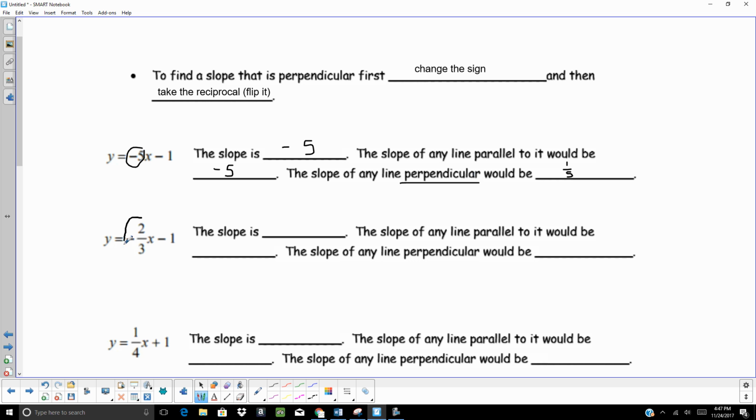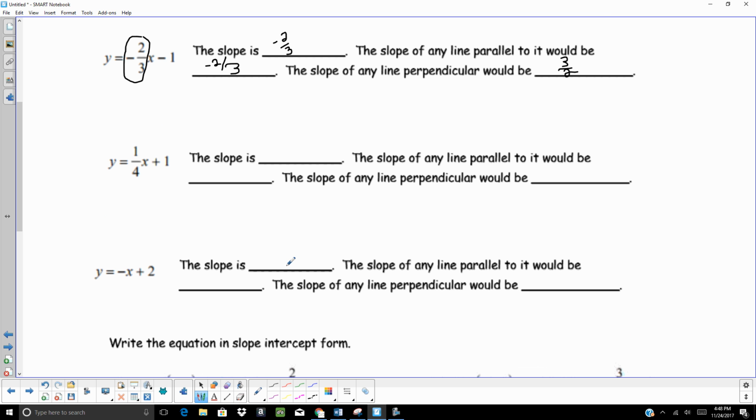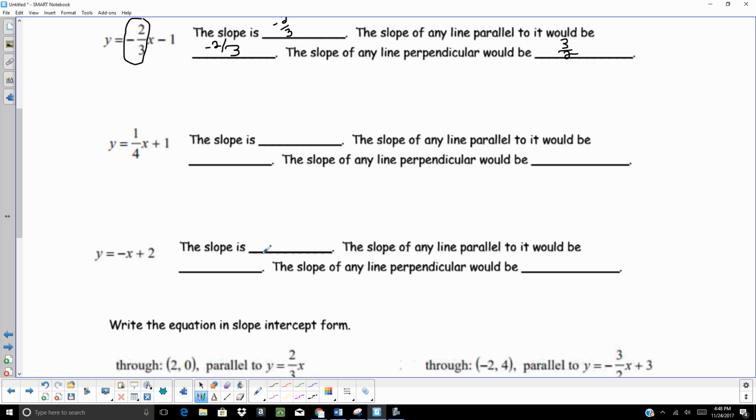Let's go ahead and do another one. Again, this was given to me in slope-intercept form. So the slope here is -2/3. The slope of any line parallel to it would be -2/3. And the slope of any line perpendicular would be the opposite sign, positive, 3/2. All right. Try the next two on your own. You might want to go ahead and hit pause.